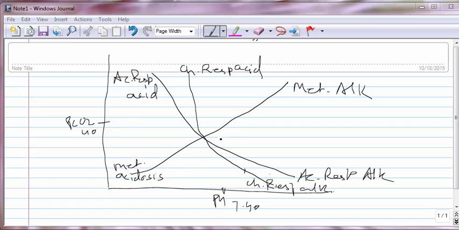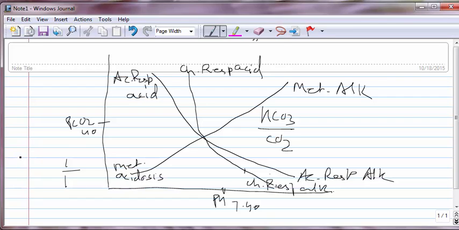Right, so let us see how the body needs to compensate. We need to remember the ratio of bicarb and carbon dioxide. In case of metabolic acidosis, the bicarb goes low. For every single unit drop in bicarb, the PCO2 should drop by a single unit. Now that we have to remember.